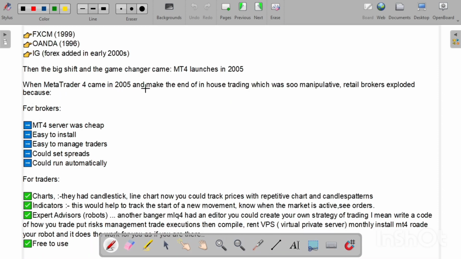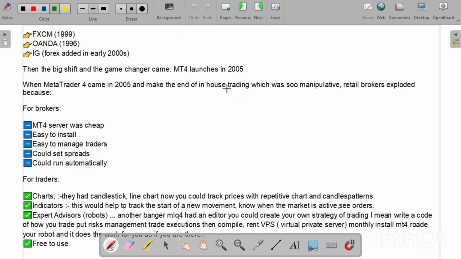When MT4 came in 2005 and ended house trading, which was so manipulative, retail brokers exploded, because for brokers, the MetaTrader servers were cheap, easy to install, easy to manage traders, and could set spreads and run automatically. Now you can see, these early pioneers had slow, very expensive systems, and when the shift came with MetaTrader, it helped so much, because it ended something called house trading.